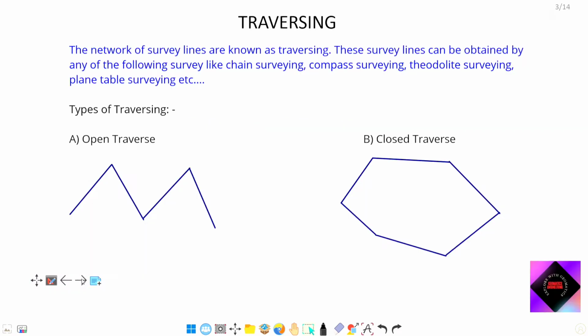First, what is traversing? Traversing is nothing but a network of survey lines. It means if I am plotting multiple survey lines in my map or plan, this is called traversing. Measurement of those survey lines and their angles is called traversing. In traversing, mainly two types of measurement are done: one is linear, the length of lines, and the other is angular. We measure the angular measurement and the linear measurement.